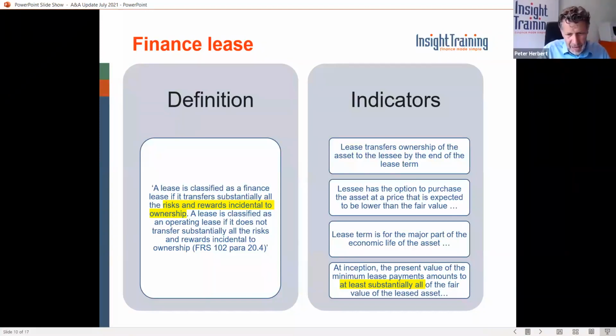And we now have to think about whether, on inception, the present value of the minimum lease payments amounts to at least substantially all of the fair value of the leased asset. That might be a moot point, which is why I think getting input from the audit firm timely in the moment is always helpful to make sure academies do the right thing and do not then breach regularity in the way that I've described.